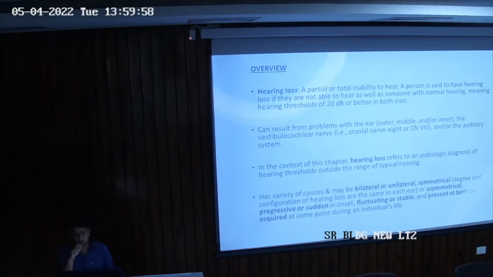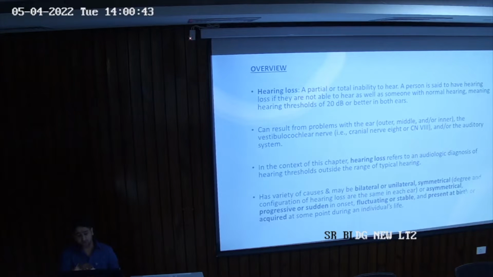So what is hearing loss? A partial or total inability to hear. How does WHO define it? A person is said to have hearing loss if they are not able to hear as well as someone with normal hearing. It means that the examiner should have normal hearing, meaning a hearing threshold of 20 decibel or better in both ears. If in a given ear the hearing is normal, say within the range of 20 decibel, it is considered the normal hearing ear. In the opposite ear, it can be more than that.